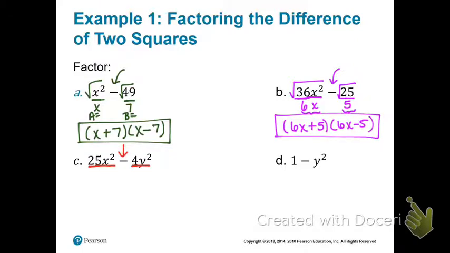Is it a difference of squares? Well, let's find out. What's the square root of 25? Of x squared? What's the square root of 4? Of the y squared? Since we have nice pretty square roots, it is a difference of squares. So we're going to take a plus b times a minus b.